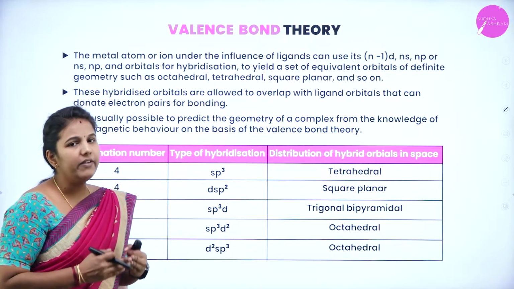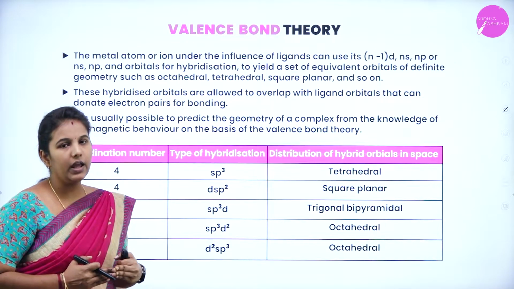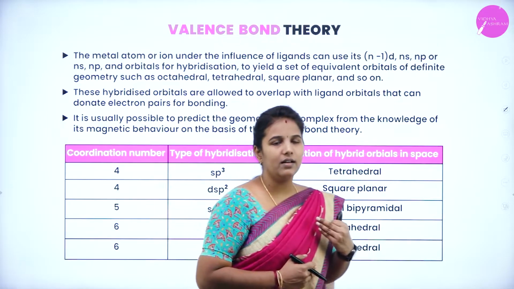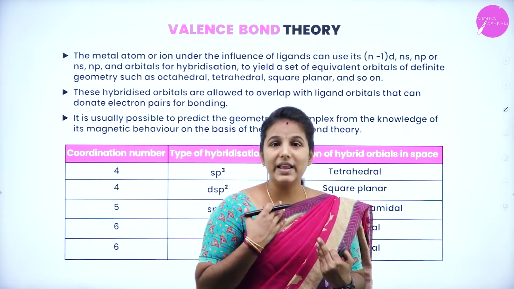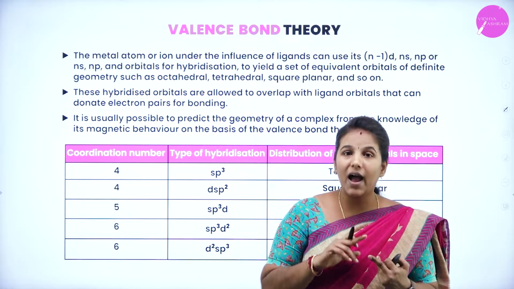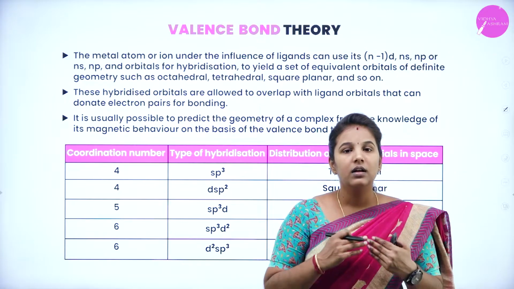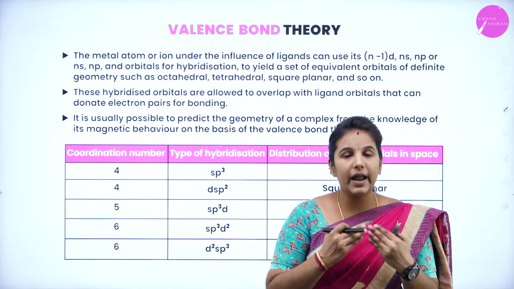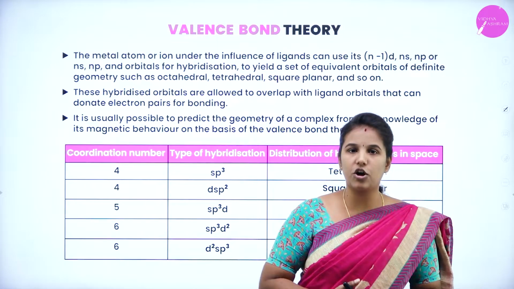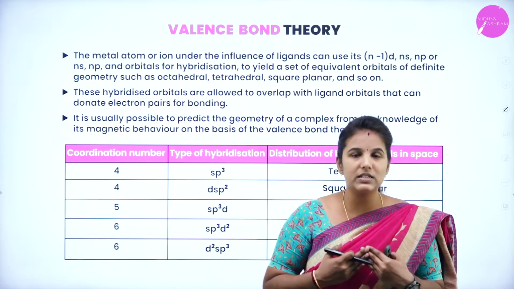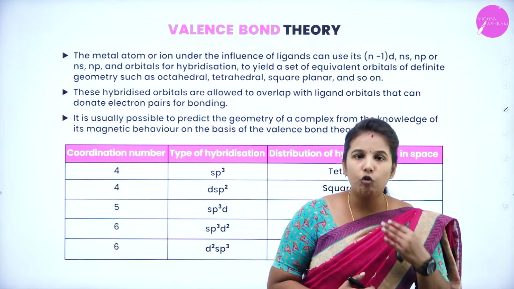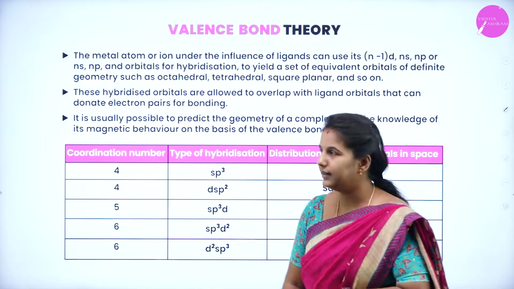Next is valence bond theory. Okay. So in the valence bond theory, we are going to understand how we can easily predict the geometry, the magnetic nature, as well as how the hybridizations take place in a coordination compound. It was explained in the valence bond theory. Okay, let's see what the valence bond theory tells us.